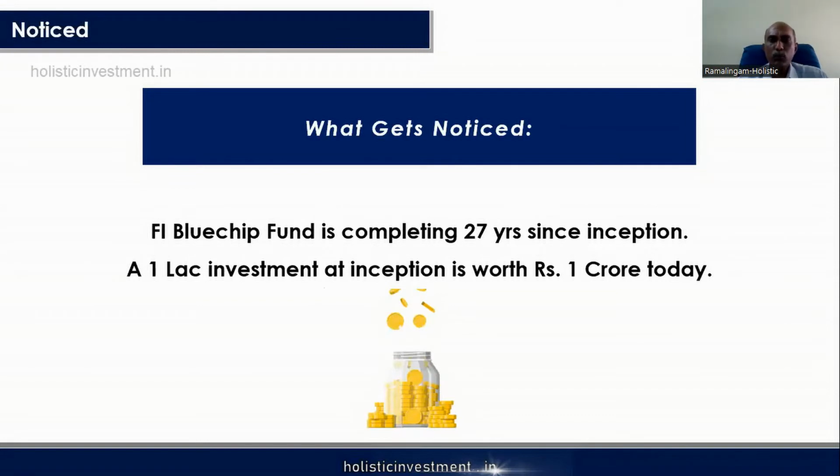And most of the time, if you look at it, these kinds of news get the limelight. A scheme in which someone invested 27 years back, 1 lakh invested has become 1 crore. Right? This has happened in many investments. It can be in a single stock, it can be in a mutual fund. 1 lakh invested becoming 1 crore after 27 years is possible. Though it looks like a very good number, definitely it is a very good number to achieve.